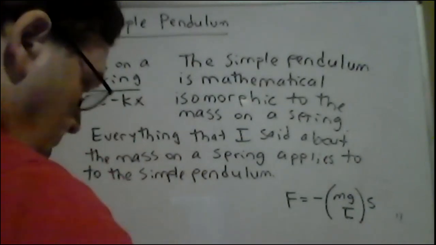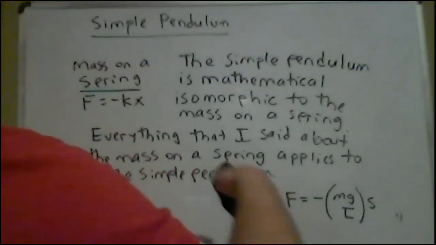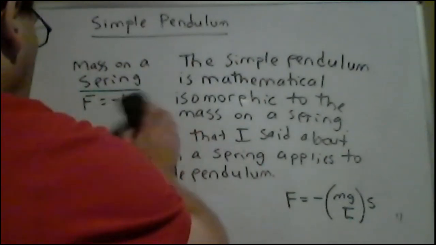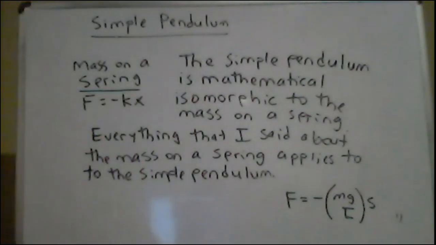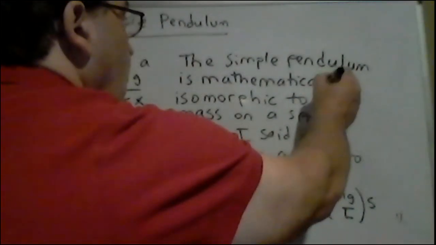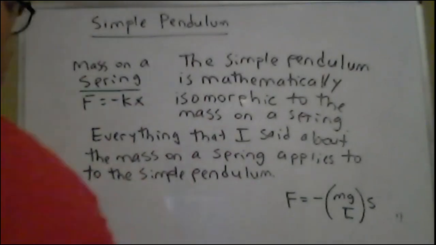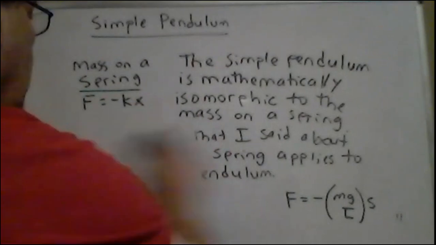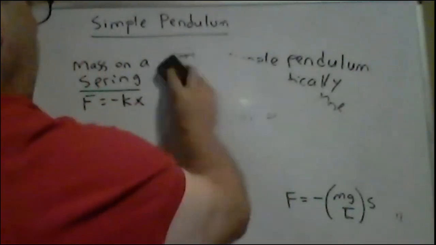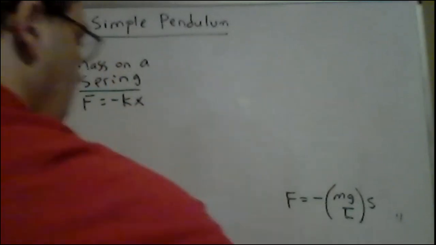So what's one thing I can do? Well, remember back in the simple pendulum, I told you what the period was. So again, as I said, the simple pendulum is mathematically isomorphic to the mass on a spring. That means that everything I said about the mass on a spring equally applies to the simple pendulum. So what's an example of that? I wrote down a bunch of formulas for the simple pendulum, and I get those for free for the mass on a spring.